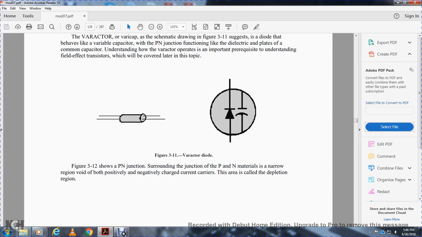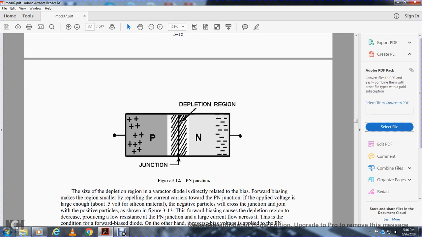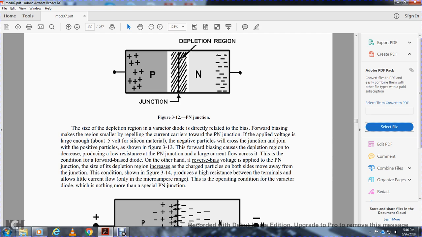Figure 3-12 shows the positive-negative junction, the area surrounding the junction of the positive and negative material. This region is void of both positive and negatively charged current carriers and is called the depletion region. The size of the depletion region of the varactor diode is directly related to the bias. Forward biasing makes the region smaller, repelling the current carriers of the positive and negative junction, with a voltage large enough, about half a volt for silicon material. Now the particles will cross the junction and join with the positive particles, as shown in figure 3-13.